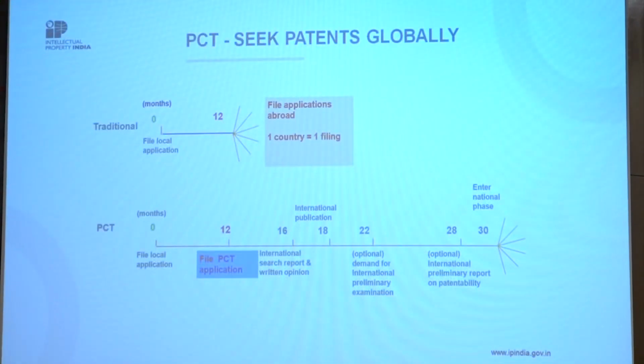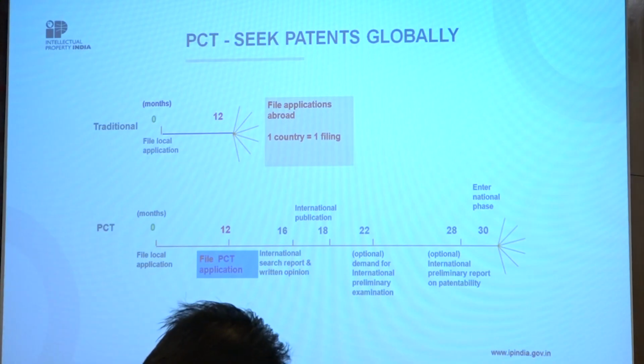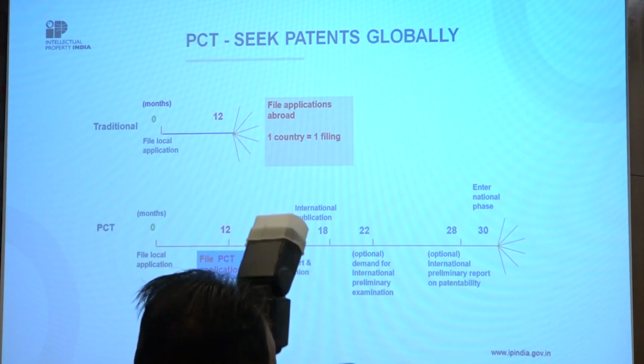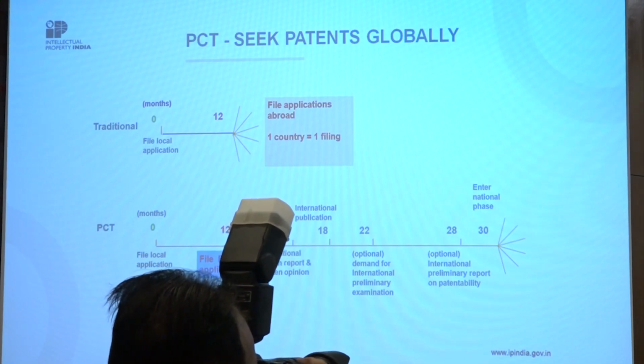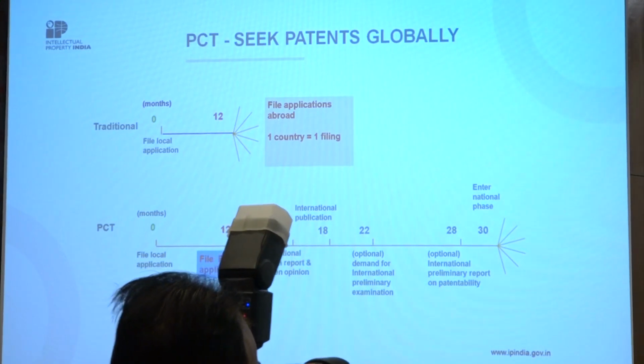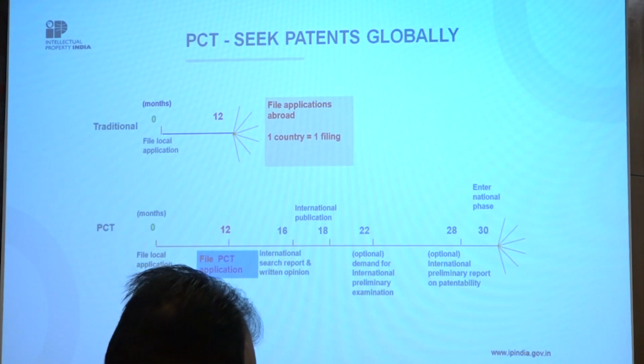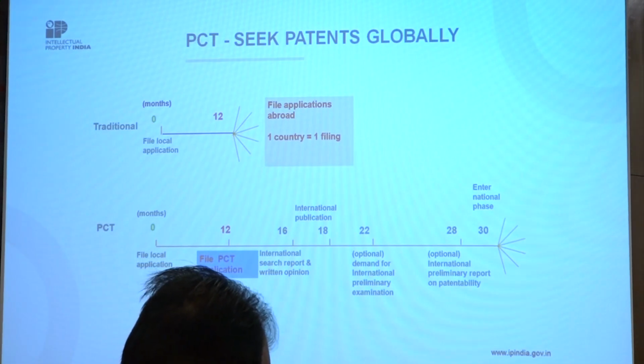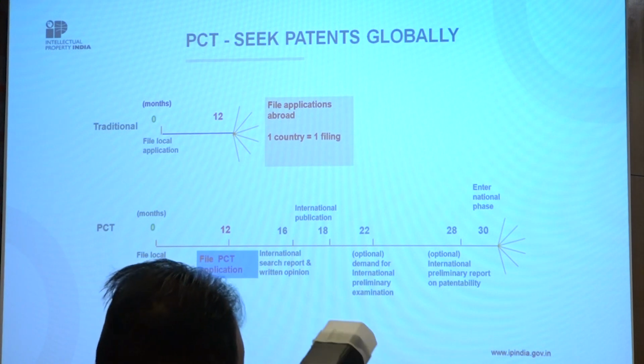Next, this slide shows the two routes of application filing internationally. One is the traditional route, the second is the PCT route. In the traditional route, we know that the application has to be filed within 12 months from the date of filing. Whereas in the PCT route, a single application has to be filed to enter any of the countries, where we can have at least 30 months of time.